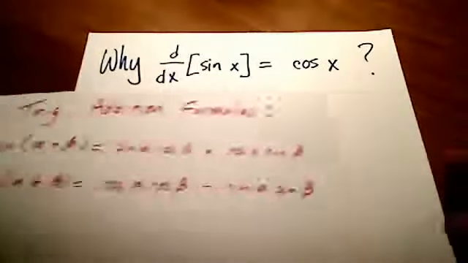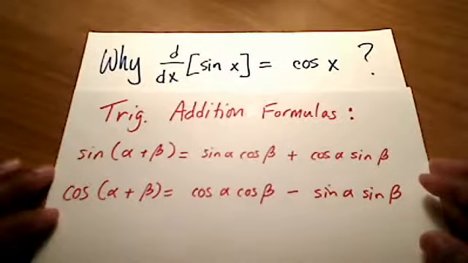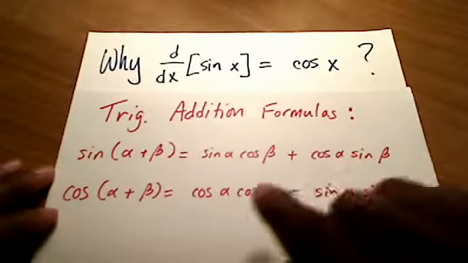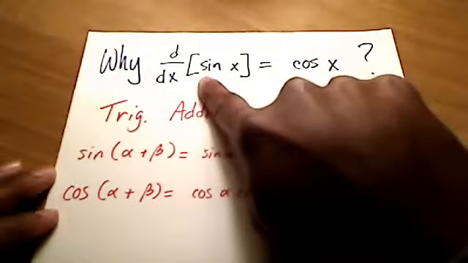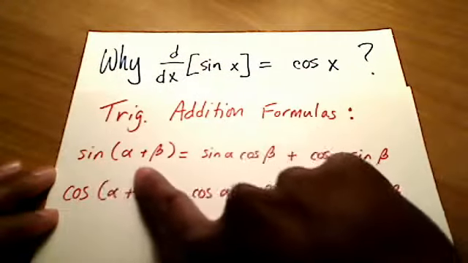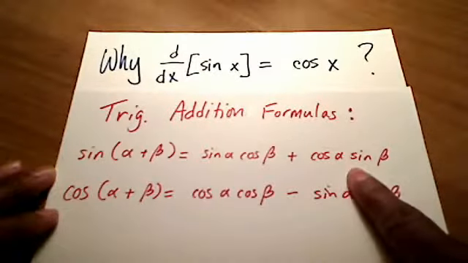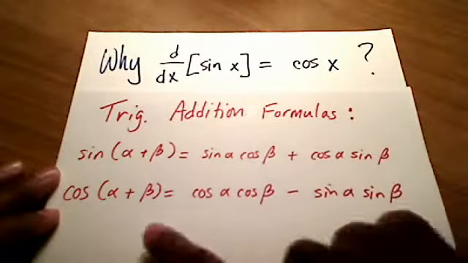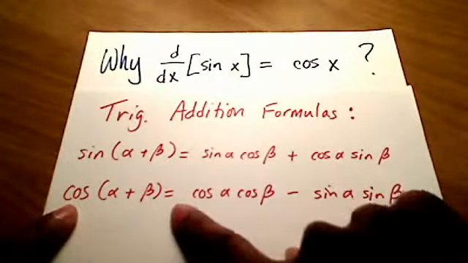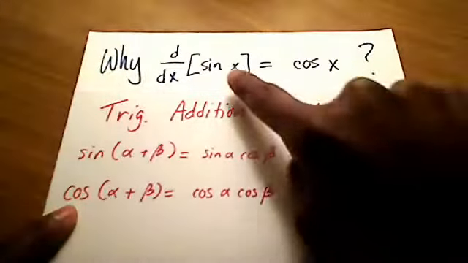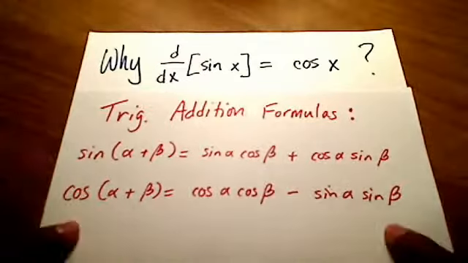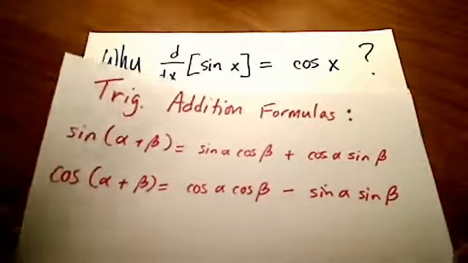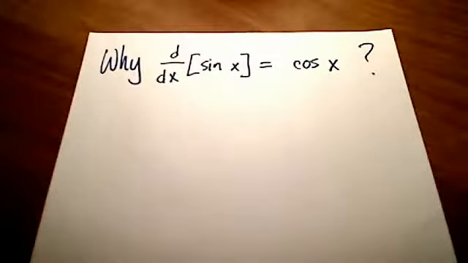We're also going to need some trig addition formulas. It turns out that for proving why the derivative of sine is equal to cosine, we're just going to need this first addition formula for sine. You can use the second one for cosine if you wanted to prove why the derivative of cosine is equal to negative sine. You can use the second one later if you'd like. So, armed with those things, here goes.